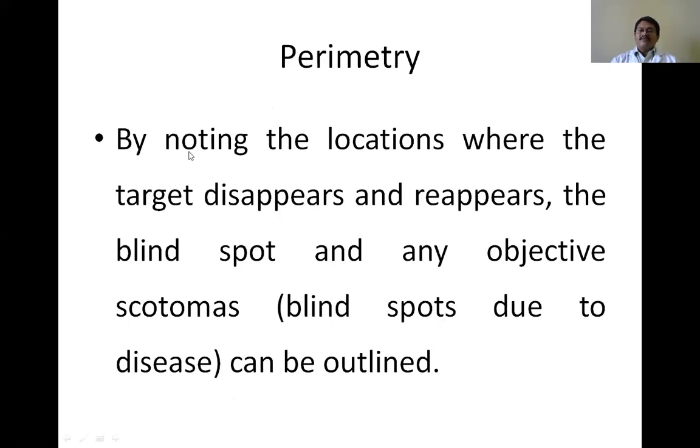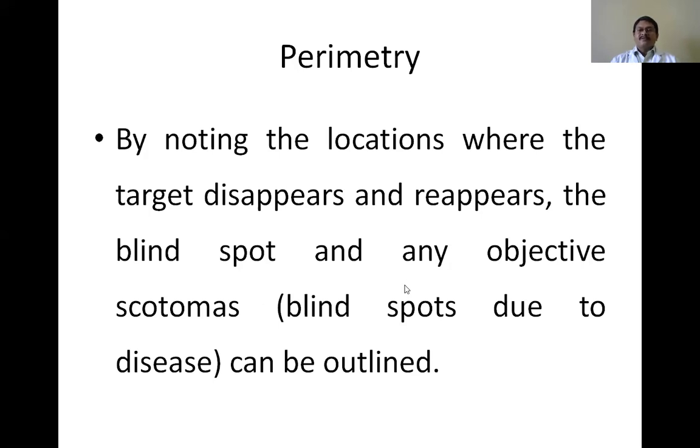By noting the location where the target appears and disappears, you can find the blind spot or any scotomas. Scotomas are the non-seeing areas. The blind spot is an example of a physiological scotoma. There are absolute scotomas and relative scotomas. In relative scotomas, if you increase the intensity of light, the scotoma will disappear. But in absolute scotoma, even if you increase the illumination, it won't change.